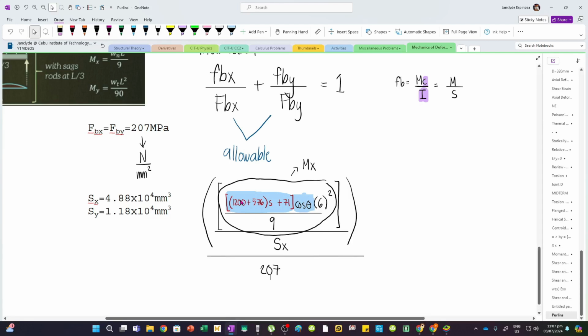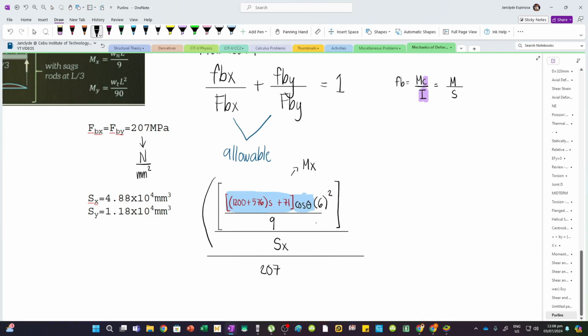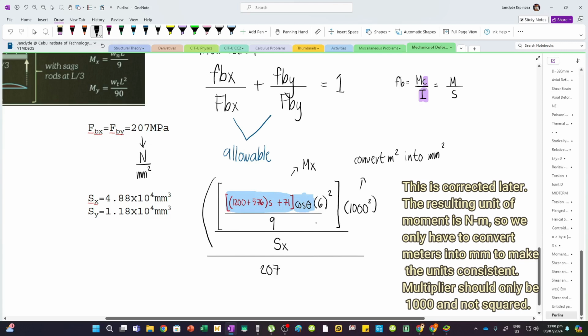So over SX, again, this whole expression is MX, and then this is divided by FBX, which is, diba, 207 MPa. Now, this is already in newtons, so this is okay, but 6 is in meters. So we have to convert this into mm squared, since this is squared. So we have to multiply the numerator by 1000 squared. This is to convert m squared into mm squared to make units consistent. Now we have SX. SX is 4.88 times 10 to the 4th mm cubed.